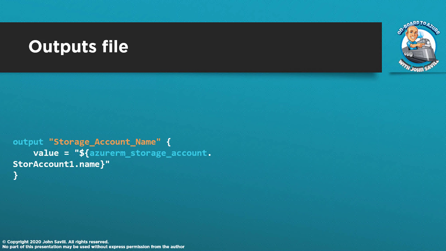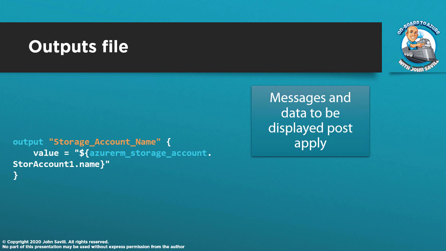Then I have my outputs file. These are messages and data I want to be displayed post the apply. And again, the example I gave is maybe something I don't know before the application, and that will be created as part of that application. For example, hey, you're creating a public IP. Here's what that public IP is. That's going to be my outputs.tf file.